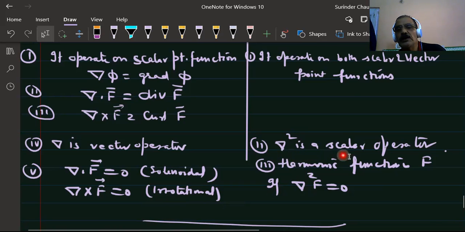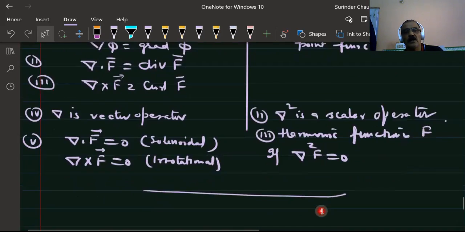Del square is a scalar operator. If any function satisfies the equation del square of f is equal to 0, then that is called a harmonic function.